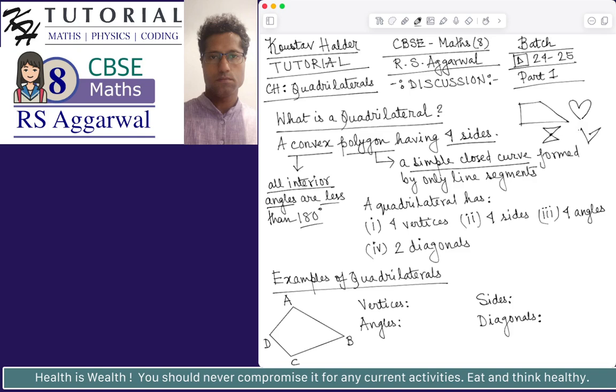Now, what are the essential parts of a quadrilateral? A quadrilateral has 4 vertices, that is the corner points, or you can say the points at which 2 sides intersect. So it has 4 vertices, 4 sides, and 4 angles, that is the interior angles. Angles of a quadrilateral always mean interior angles of the quadrilateral, and it has 2 diagonals. We will see in more detail about the vertices, sides, angles, and diagonals of a quadrilateral.